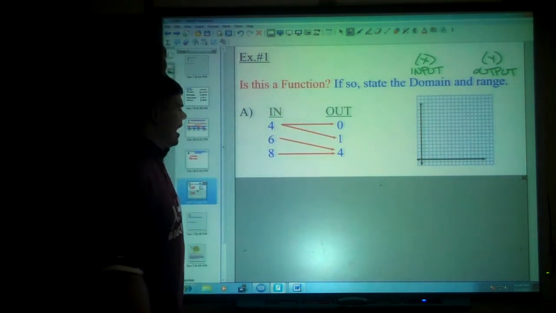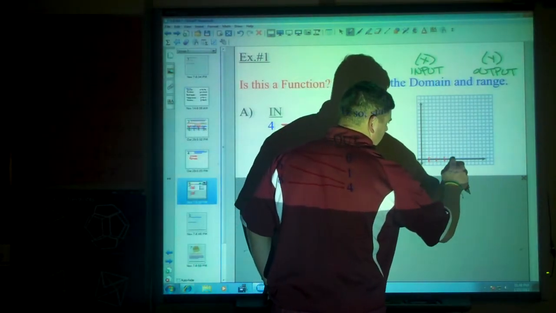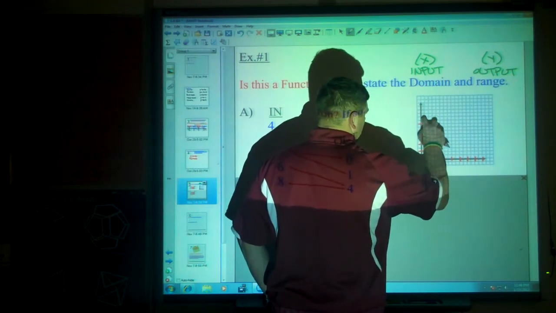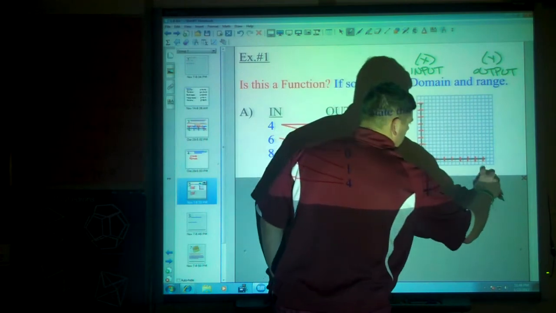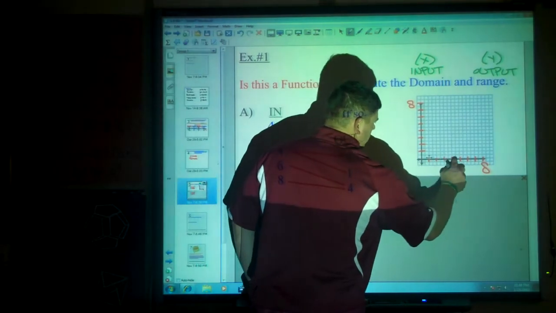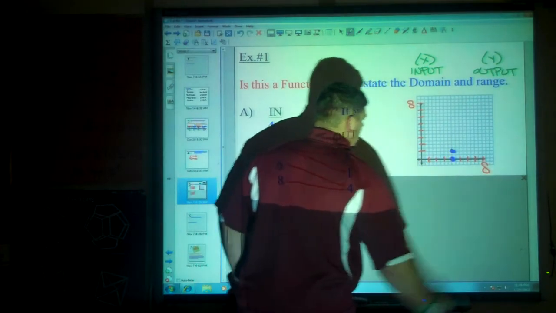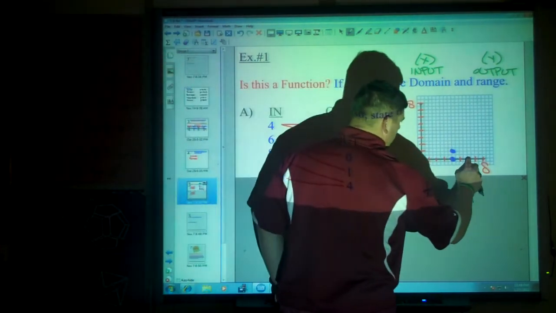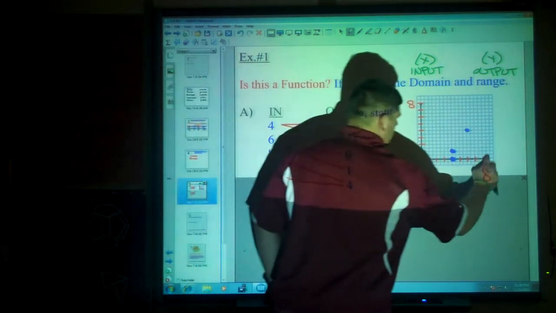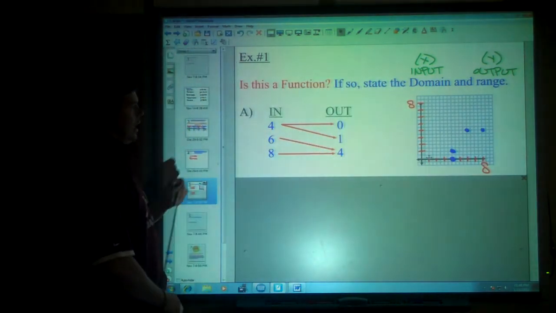And we can also check it on the graph. If we make a graph of the data, let's go 1, 2, 3, 4, 5, 6, 7, 8, and 1, 2, 3, 4, 5, 6, 7, 8, just so we have it spread out. If you graph these coordinates, 4, 0, there's 4, 0, and 4, 1, and then you graph 6, 4, and you graph 8, 4, you will notice that it does not pass the vertical line test.